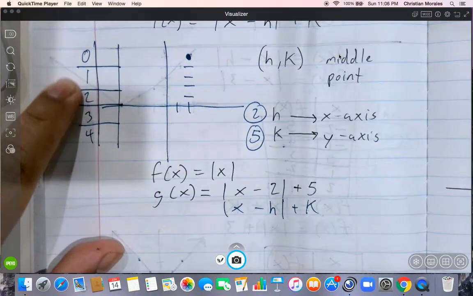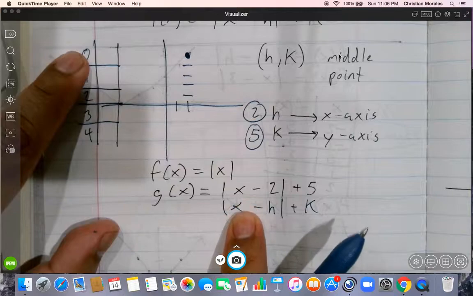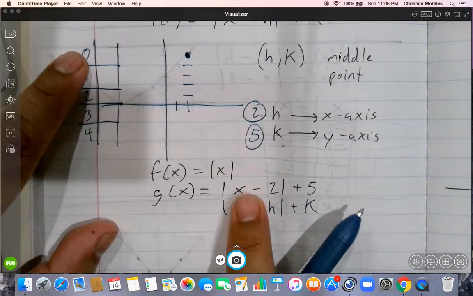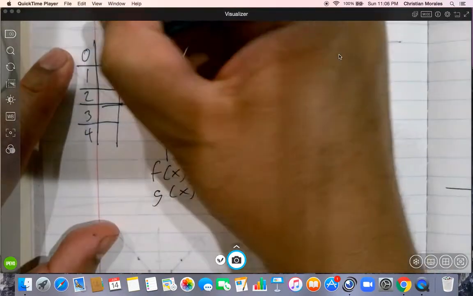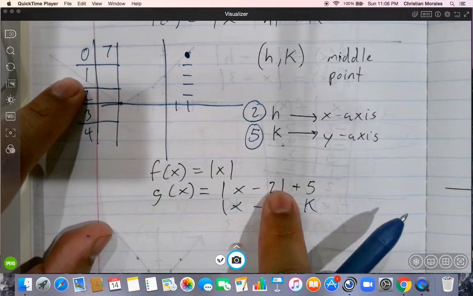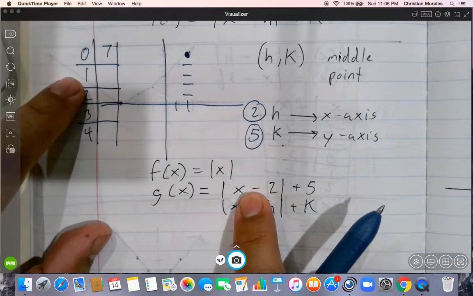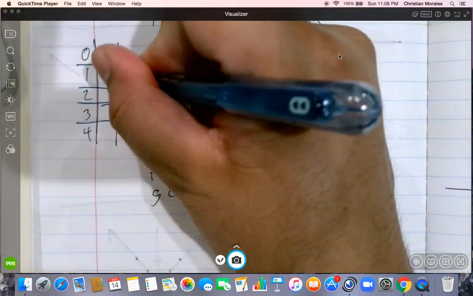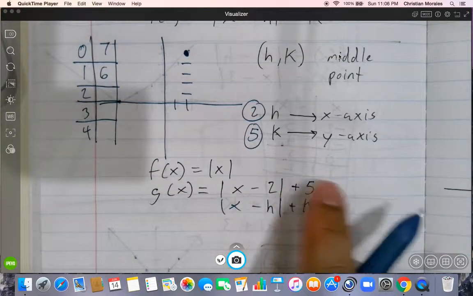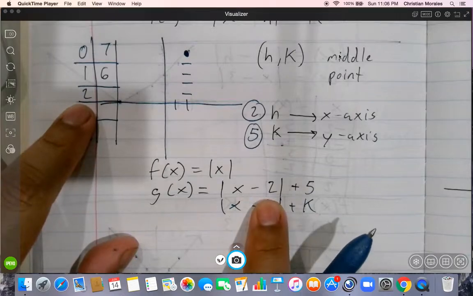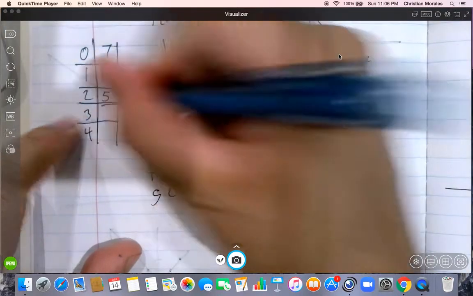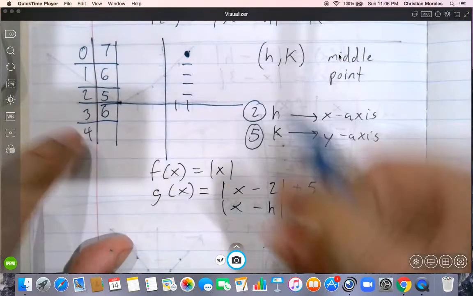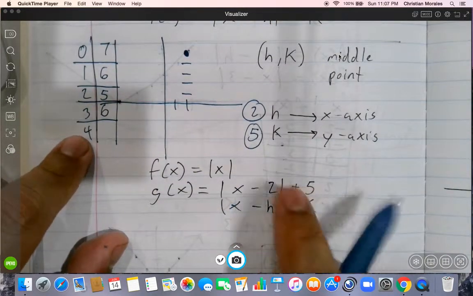Okay, check this out. If I plug in a 0 in here, 0 minus 2 is negative 2, but you're taking the absolute value. So that's positive 2 plus 5 is 7. If I plug in a 1, 1 minus 2 is negative 1, absolute value is 1, plus 5 is 6. If I put a 2, 2 minus 2 is 0. It's not going to change it. If I plug in a 3, 3 minus 2 is 1. 1 plus 5 is 6. If I plug in a 4, 4 minus 2 is 2. 2 plus 5 is 7.